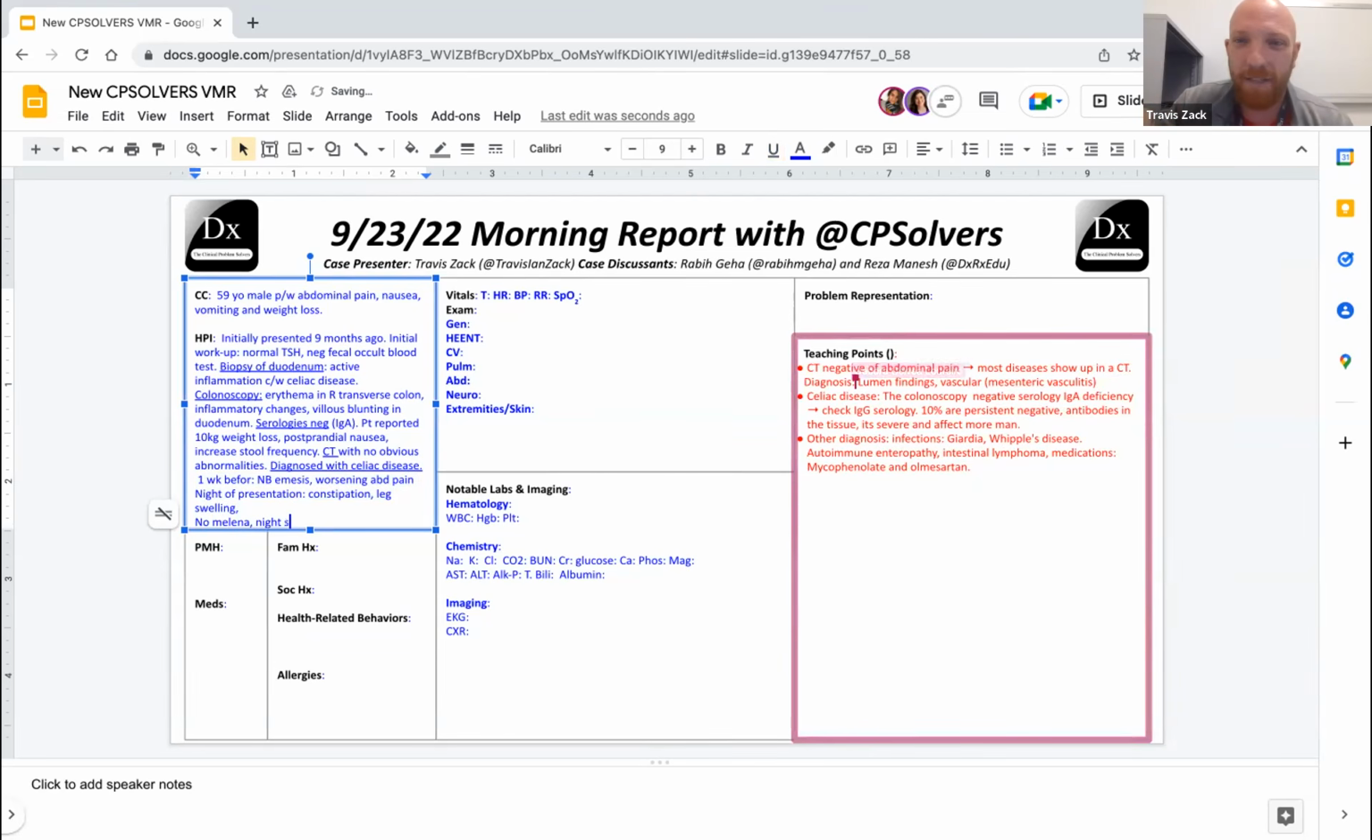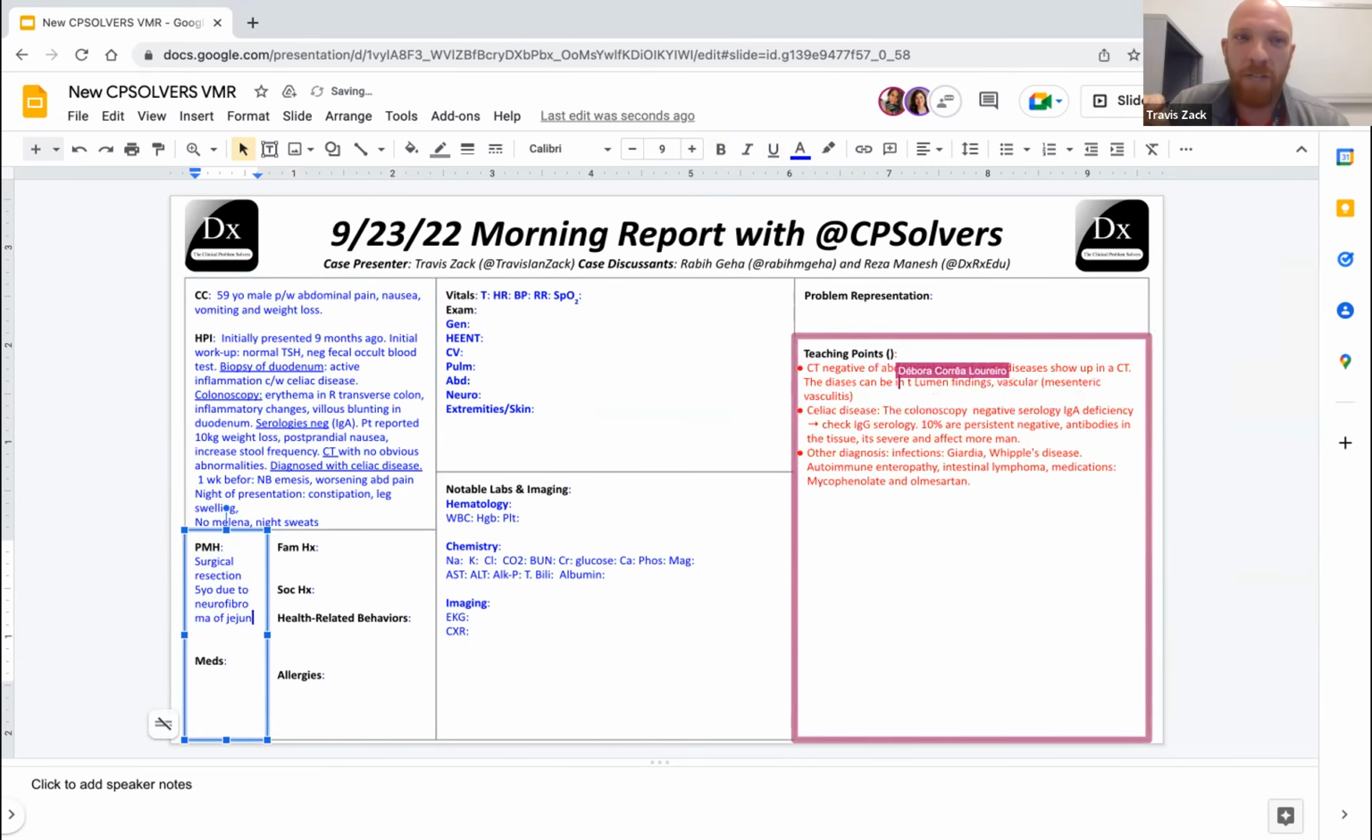So on past medical history, the patient did receive a surgical resection some 5 years ago, caused by neurofibroma of the jejunum. However, at that time, strongyloides were noted and the patient was prescribed ivermectin, though his adherence was unclear. Also had hypertension and hyperlipidemia.